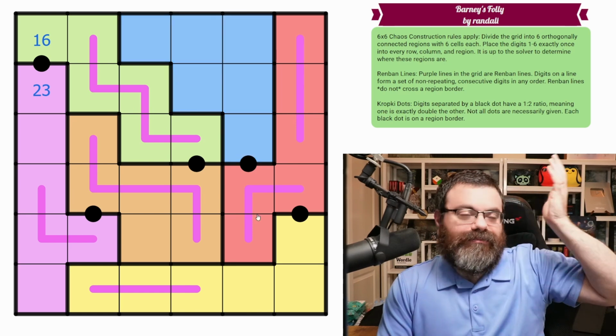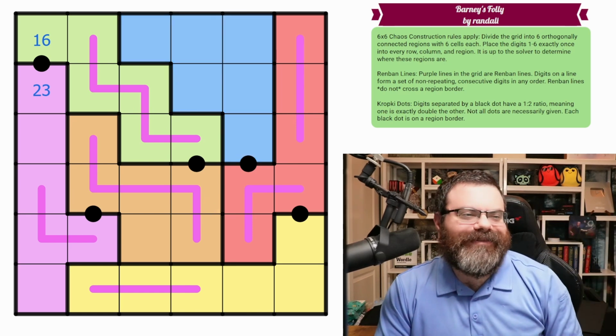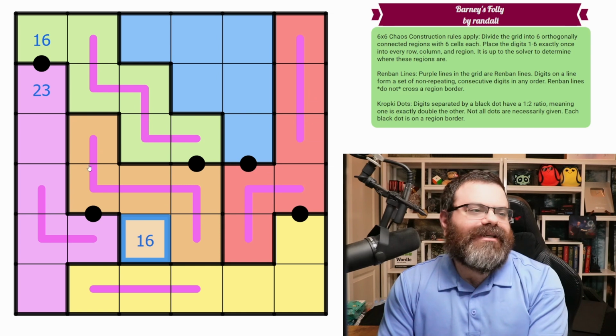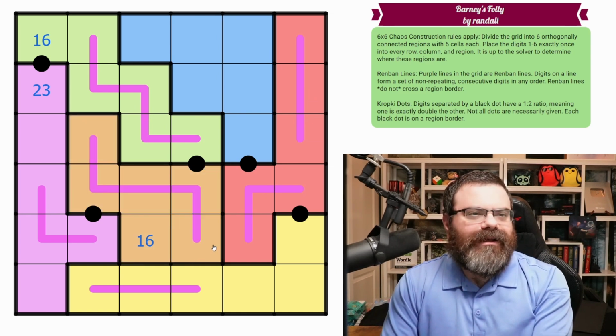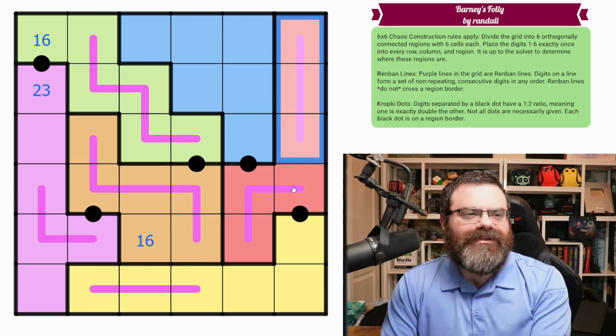All right, so we're done, right? No, we have to do digits now. Okay. So this is also a 1-6 because of the 5-cell Renban. A 3-cell Renban and a 3-cell Renban. So one of these is 1, 2, 3, and one of these is 4, 5, 6.